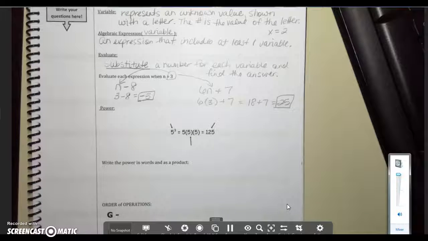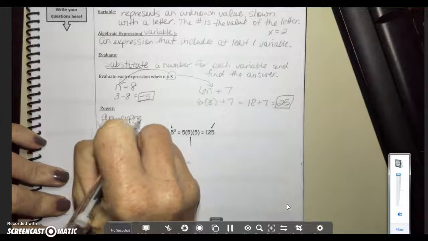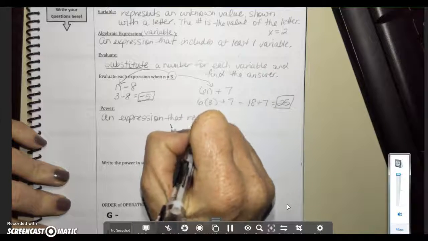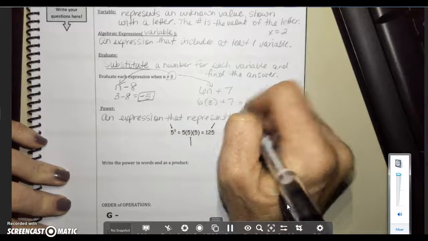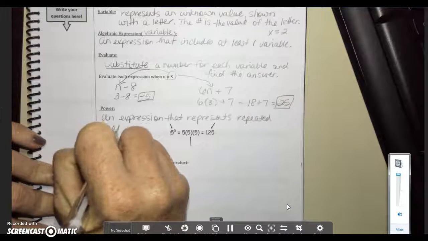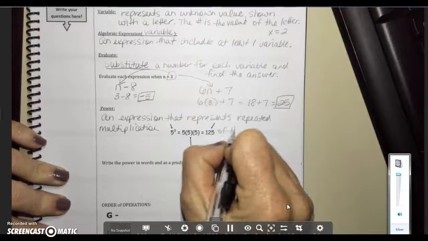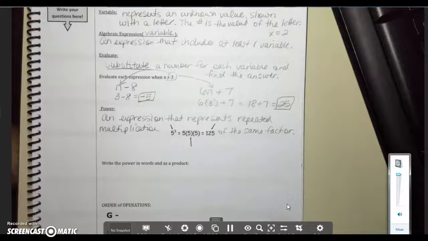Okay, so a power is an expression that represents repeated multiplication of the same factor. And that can be a number or a variable, or an expression of a variable. It can be anything. So really important to remember.